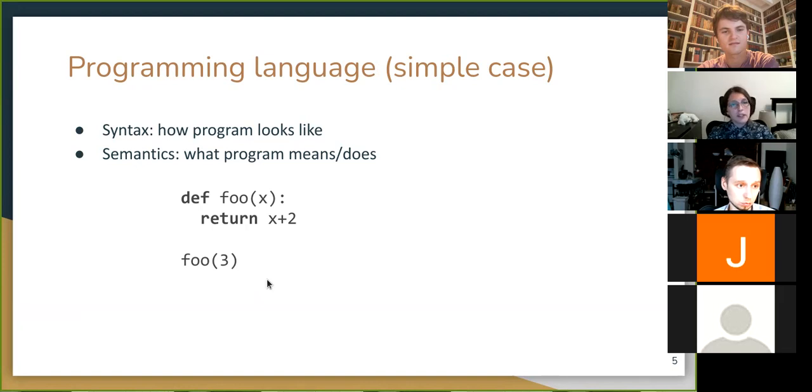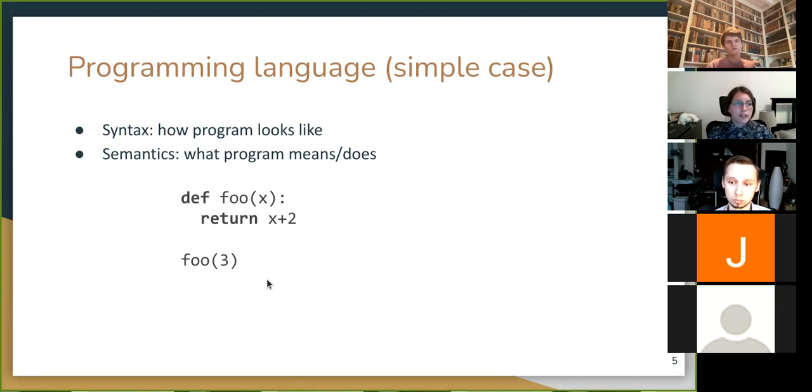semantics is meaning, right? And there are several ways of defining this meaning formally. We'll look at just one of those. But the intuition is we need a way of saying what this program means when we write it and try to understand it. What is this program doing?